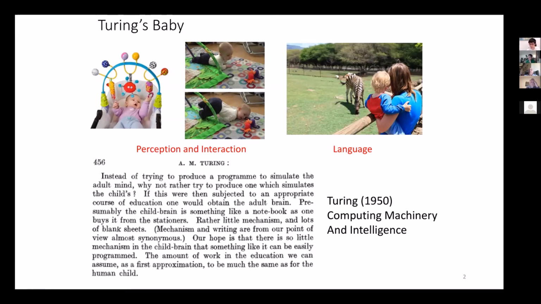So in these 70 years, we have had major developments in the techniques for machine learning, which we can draw on, major development in fields like computer vision, robotics, and so on. There's also been major development in psychology and neuroscience, and in particular, the understanding of how children develop. So we can actually draw on all those insights in order to embark on this program of educating Turing's baby. Okay. So the goal is, instead of trying to produce a program to simulate the adult mind, why not rather try to produce one which simulates the child's?